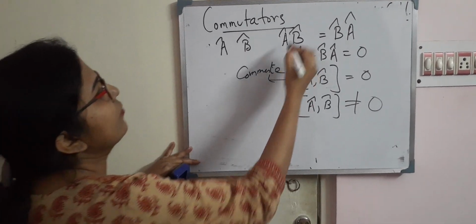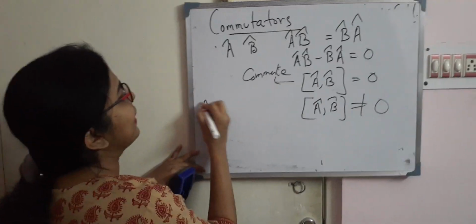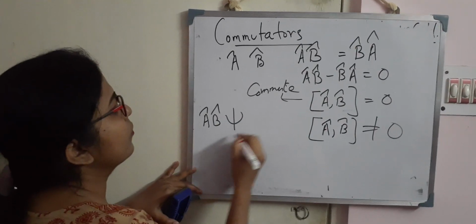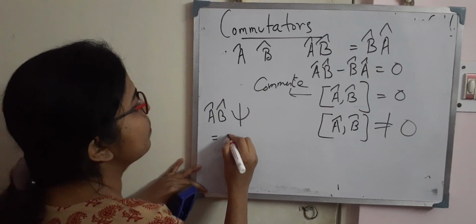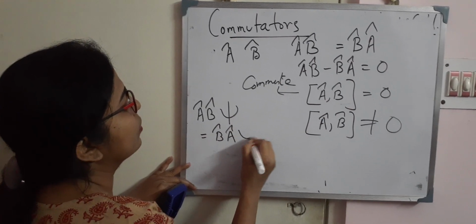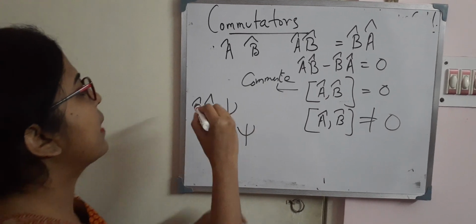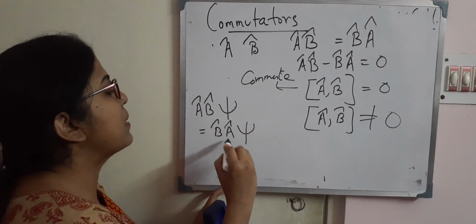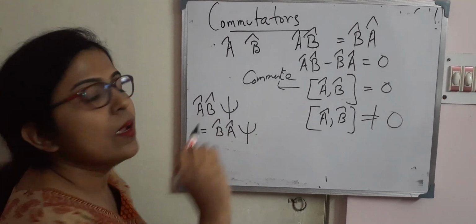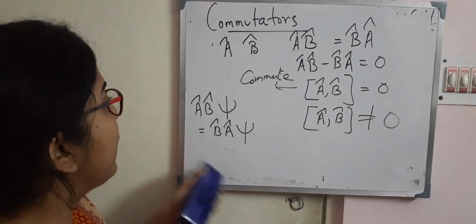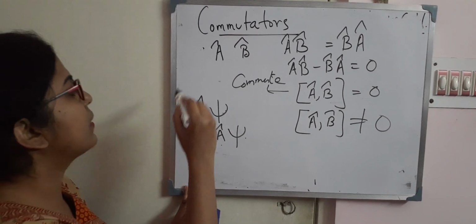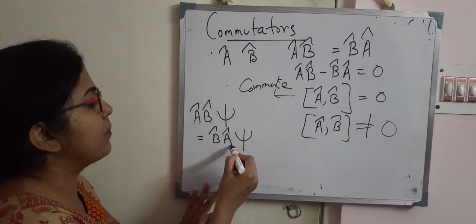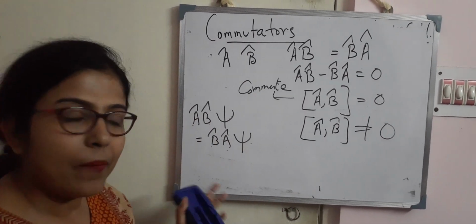So if this condition is followed, that means A cap B cap operating on a function psi will give me the same result as B cap A cap operating on the function psi. That means B cap first operating on psi and then A cap operating on it is the same as A cap operating on psi and then B cap operating on it. So this means that it doesn't matter whether I measure B cap first or A cap first, or whether I measure A cap first and B cap then.